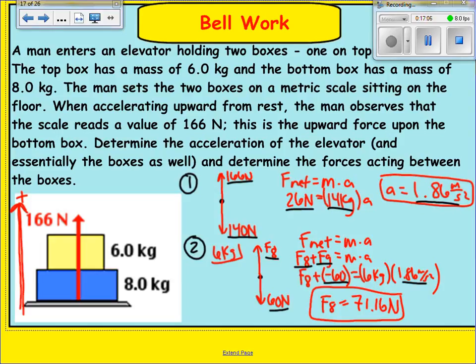Now, if you use the other block, you probably got something a little bit off, maybe like 71.12 or something like that. That's fine. That's just due to rounding. So let's give you one more problem.